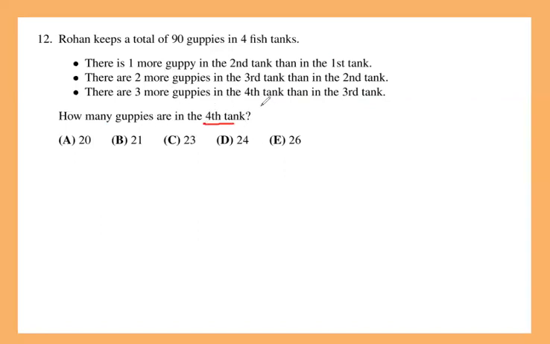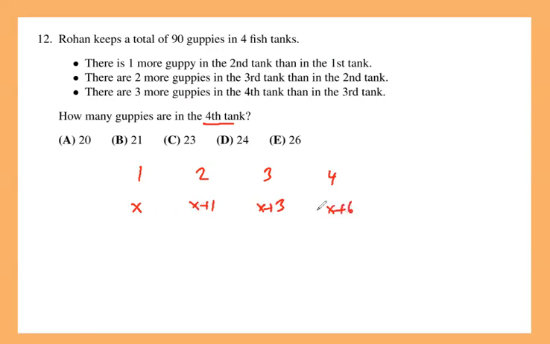You can start by labeling the X for what you want, but I'm going to call the first one X. If I say this is 1, this is 2, this is 3, and this is 4, there is one more in the second compared to the first one, so that should be X plus 1. Then 2 more in the third than in the second, so if you add 2 to this number, you get X plus 3. And then 3 more in the fourth than in the third, so if you add 3 to this number, you get X plus 6.